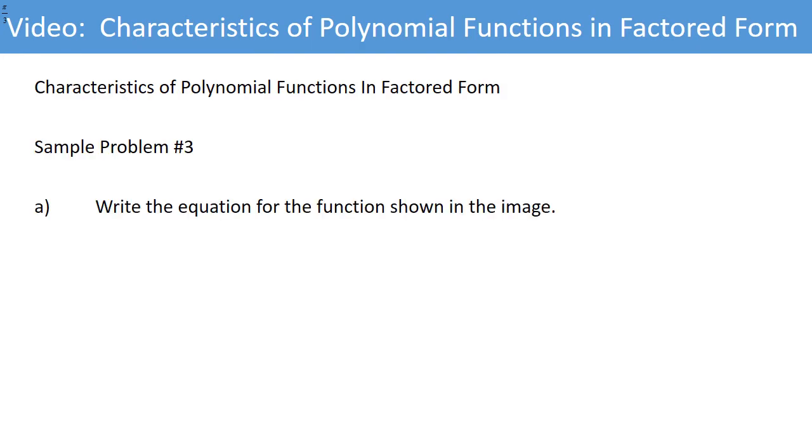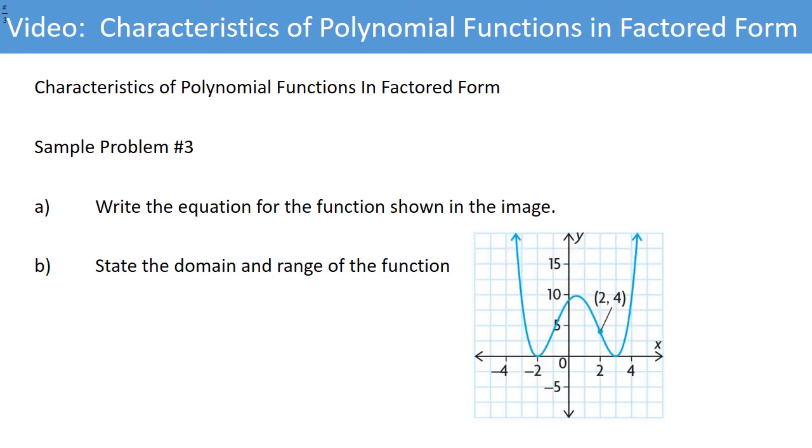Sample problem number 3. Write the equation for the function shown in the image given. State the domain and the range of the function. And here is the image. Notice that at negative 2, the graph bounces, comes from one direction and bounces back in the same direction, and it does that at 3. That's a clue to us that this is the graph of a double root twice.